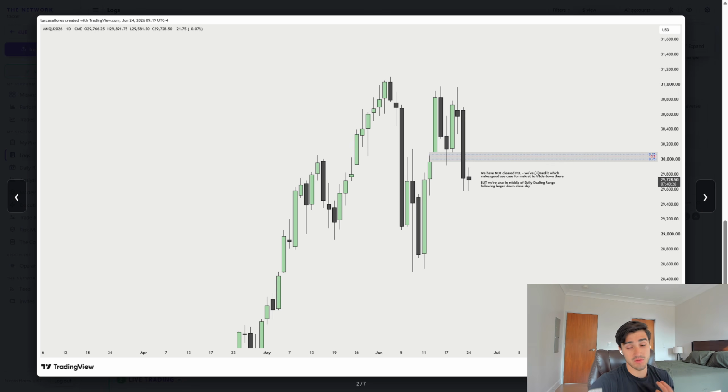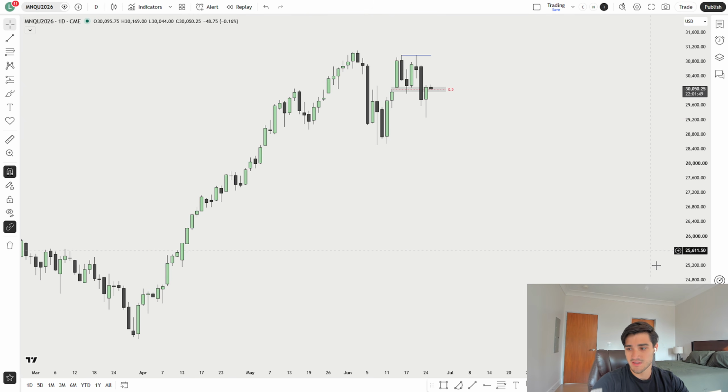That's a strong reason for the market to want to trade down there. But we're also in the middle of the daily dealing range following a larger down close day. So if we annotate from this low to this high, we can see that today's range was basically smack dab in the middle of that.